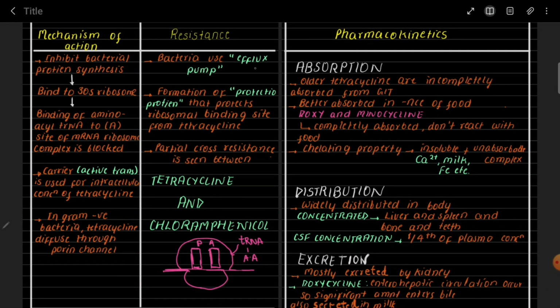Bacteria can use efflux pump against tetracyclines. This means that suppose we have a bacterial cell wall and there is an efflux pump over there, then that bacteria can use that pump to flush out the tetracycline, and this can reduce the effectivity of tetracyclines. The second mechanism can be by the formation of protection proteins. This protection protein can protect the ribosomal binding site from tetracyclines, because that is how the tetracyclines were acting, by binding to the 30S subunit of the ribosome.